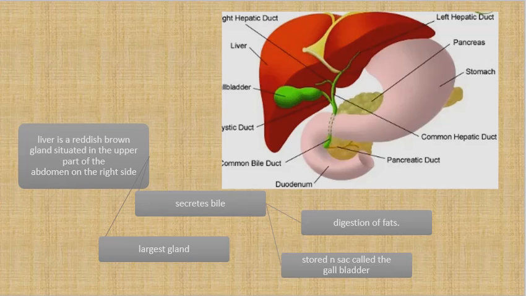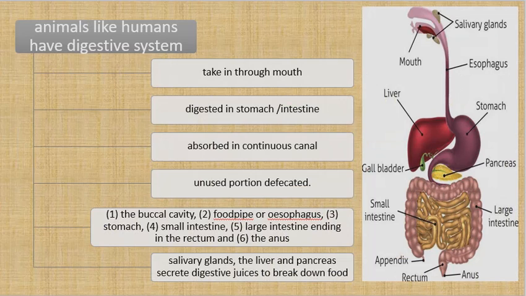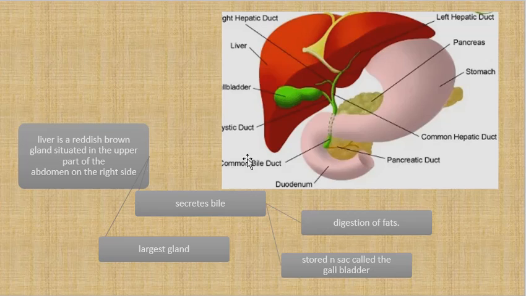Liver. The liver is a reddish brown gland situated on the upper part of the abdomen on the right side. So, in this picture, this is the liver. Liver, gallbladder and pancreas are important aspects of our digestive system. This is the pancreas, this is the gallbladder, this is the liver. This is the J-shaped stomach.